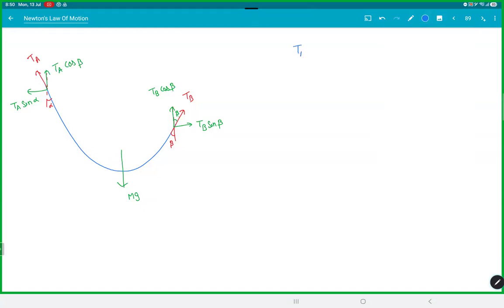You will get it. So TA cos alpha plus TB cos beta is mg. That's your vertical forces. TA sin alpha is equal to TB sin beta. That's your equation 2. So take TB and substitute there.